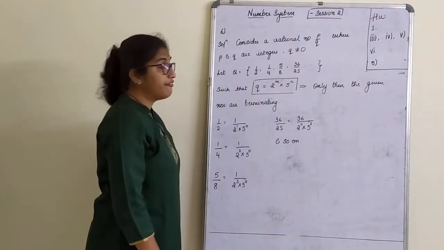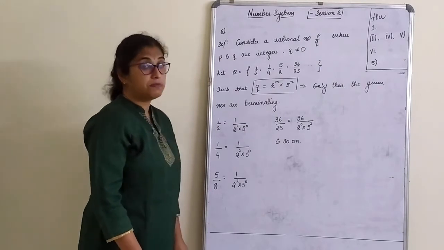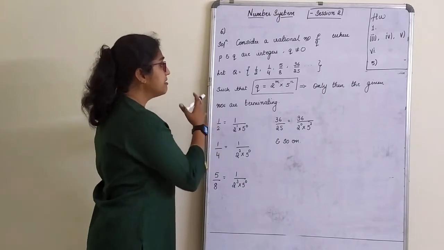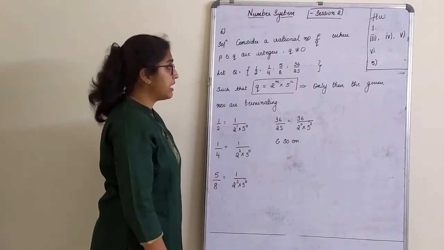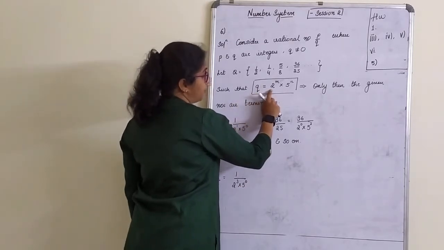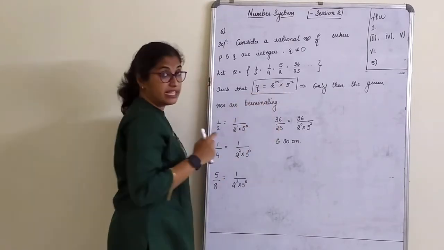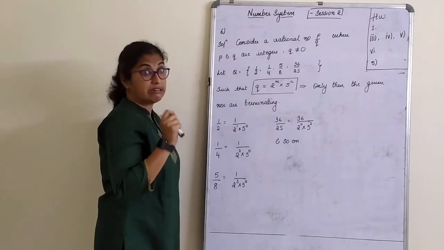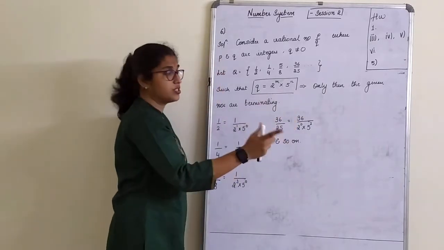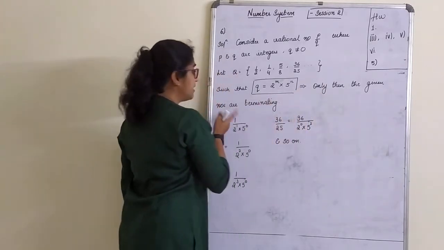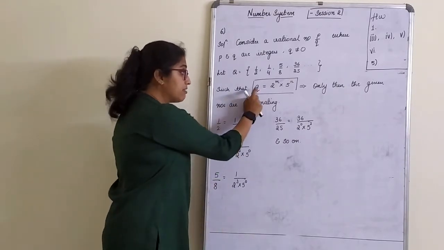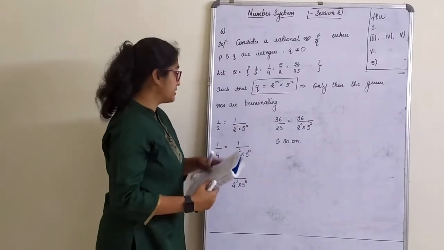See, here what I have written is, consider a rational number p by q where p and q are integers and q not equal to 0. Let q be some set of rational numbers whose denominator should be in the form of 2 raised to m into 5 raised to n, where m and n are whole numbers, that is, non-negative integers. Only then the given numbers are terminating. That means this is the property of q that satisfies.